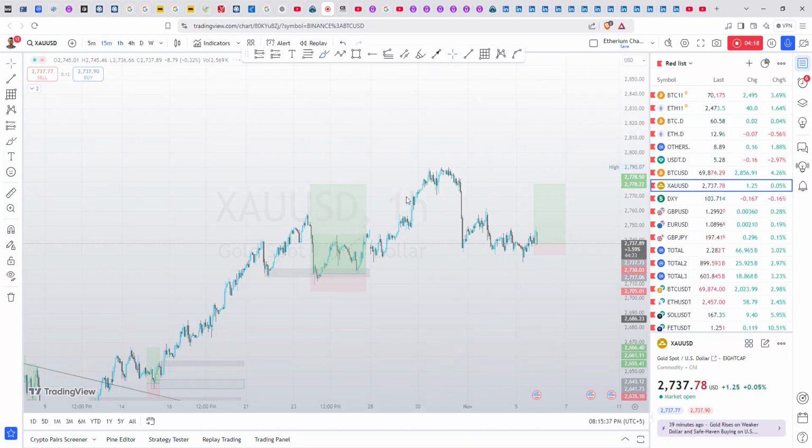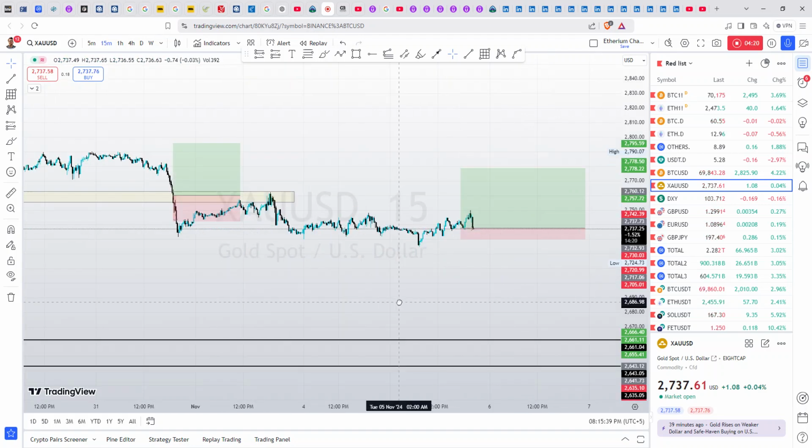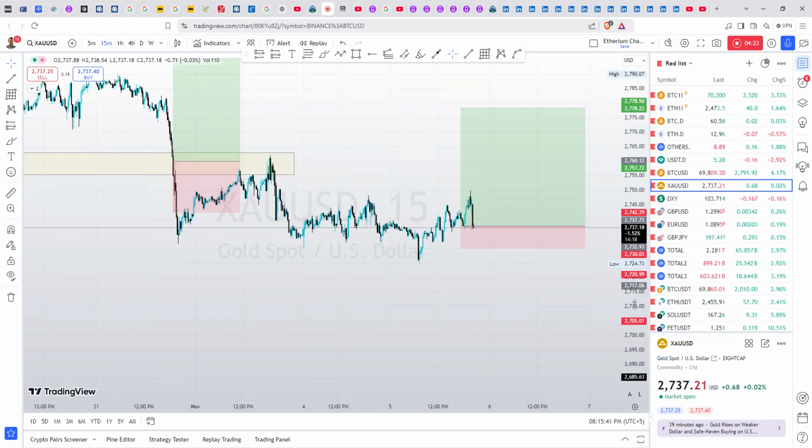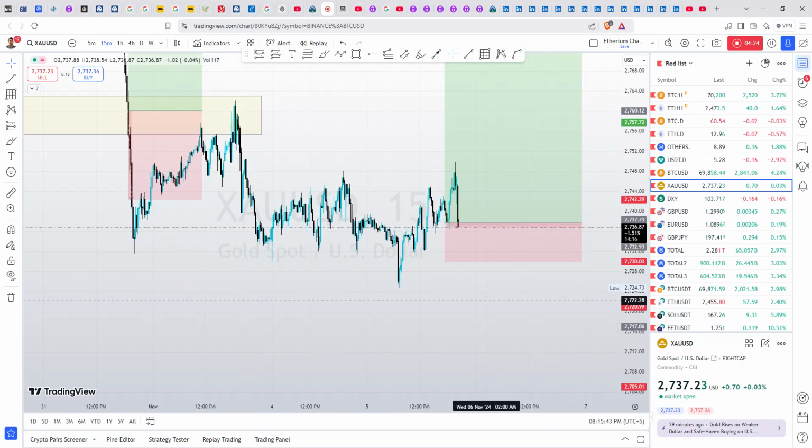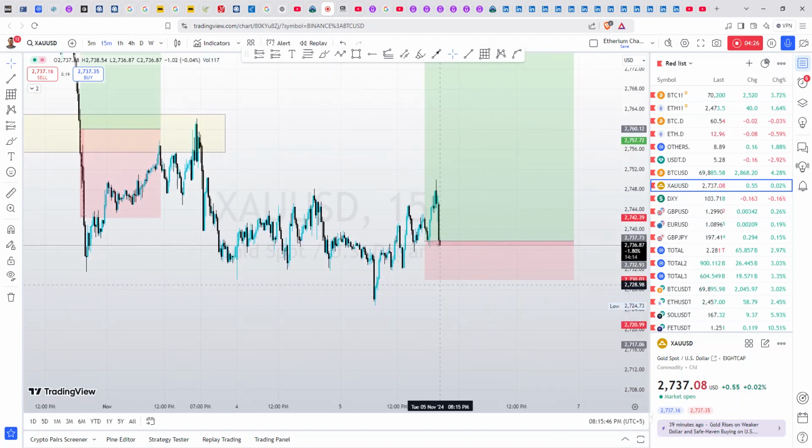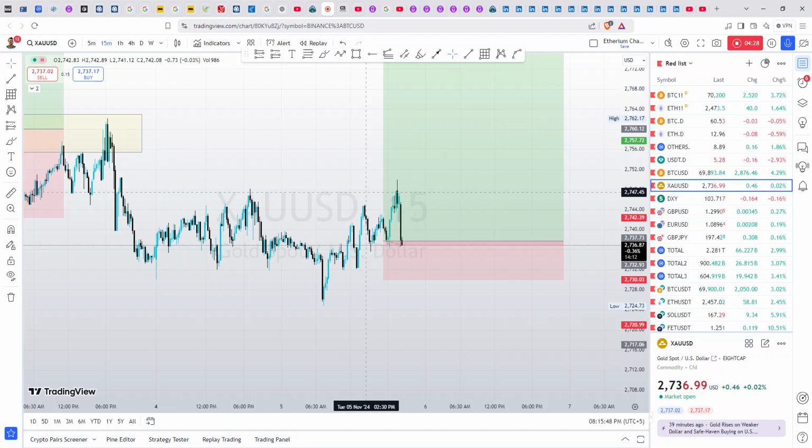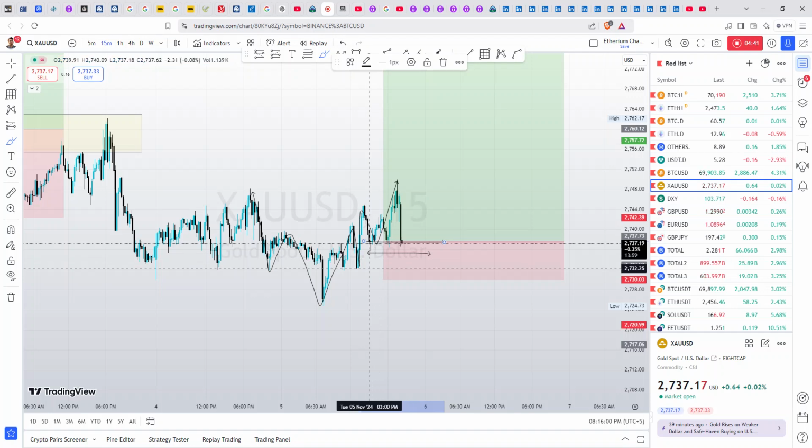Let's go to the 15 minute time frame. If you see on the 15 minute time frame, we have got a break of structure on the 15 minute time frame, not on a big time frame. So lower high, lower low, lower high, higher high, higher low, higher high, higher low, higher high. This one is a lower low quite up.